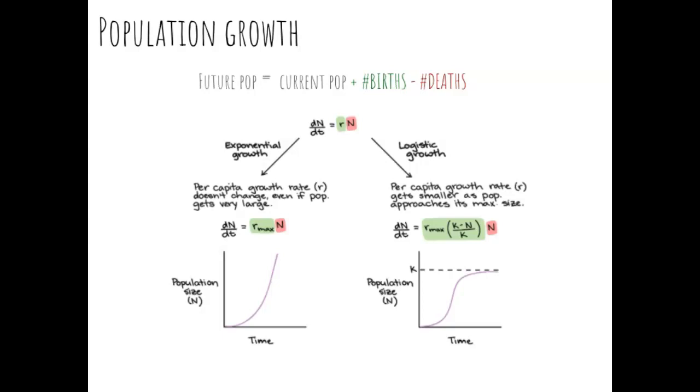So if you look at the equation where it says dN over dt is equal to r times N, we're saying that the change in the population size over time is equal to the rate of change, which is the number of births minus the number of deaths, times the current population size.